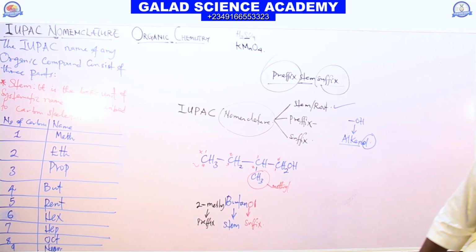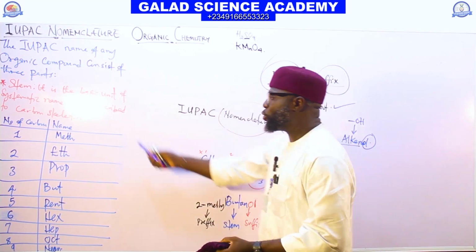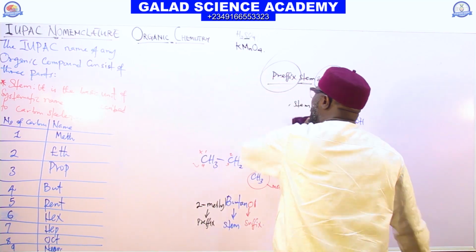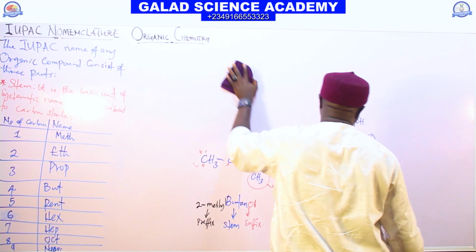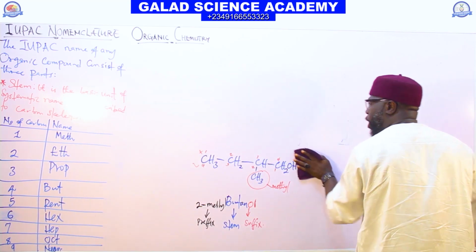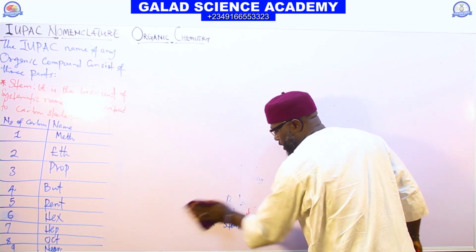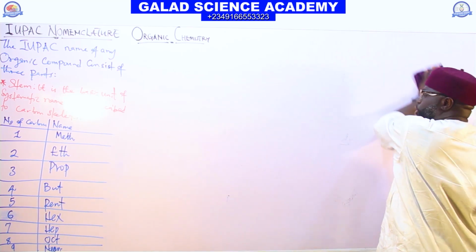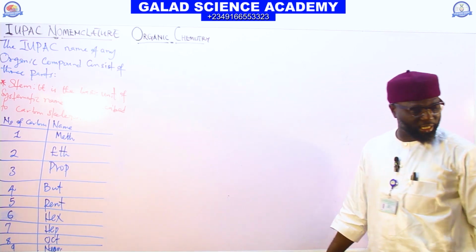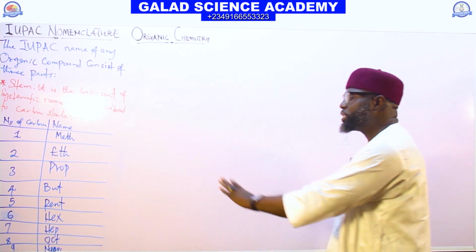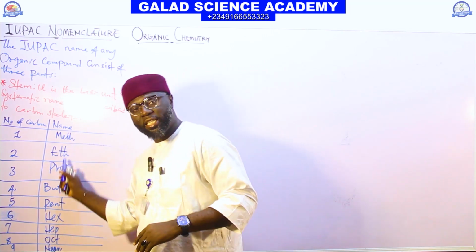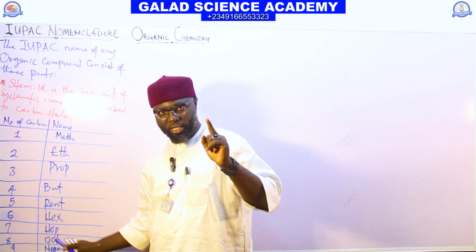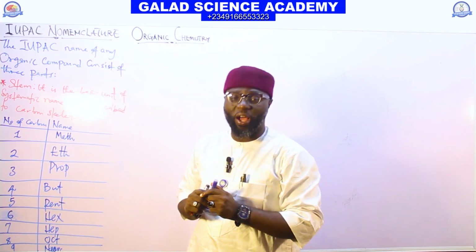See, don't joke with this, the stem. So that's how we can determine the stem of an organic compound. So for every naming, the first thing that we do is to determine the stem first. Count the number of carbon atoms we have there.